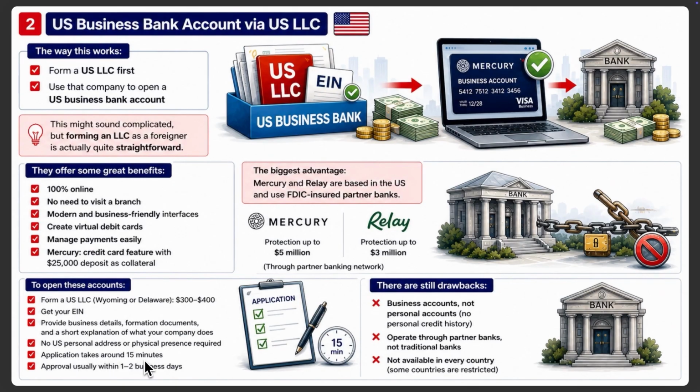The application usually takes around 15 minutes, and approval often comes within 1 or 2 business days. There are still drawbacks. Mercury and Relay are business accounts, not personal accounts, so they will not help you build a personal US credit history.